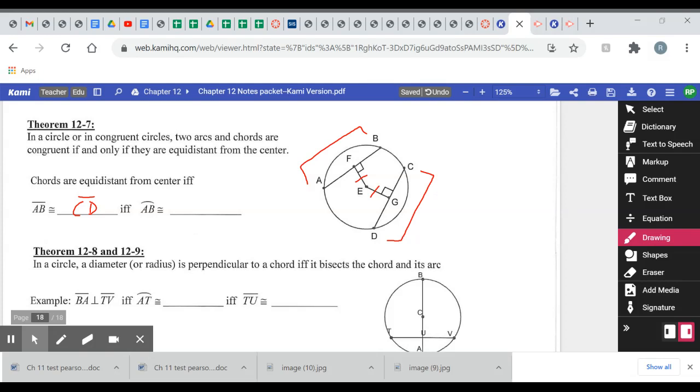Also, if I know that arc AB is congruent to arc CD, that would also help me know that. If I knew from here to here was congruent, then I would know those chords are the same distance away from the center.